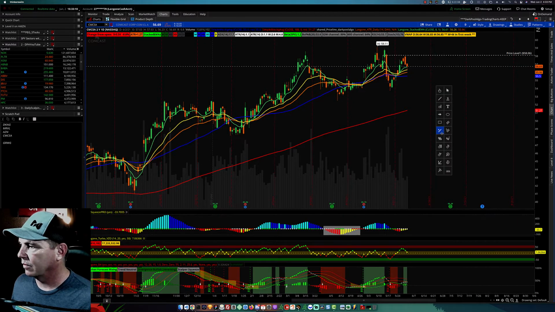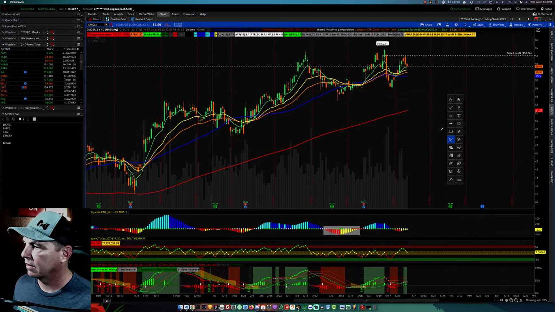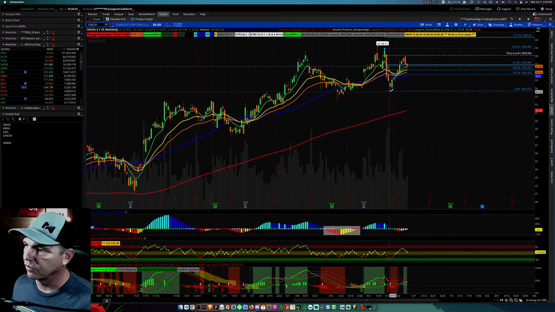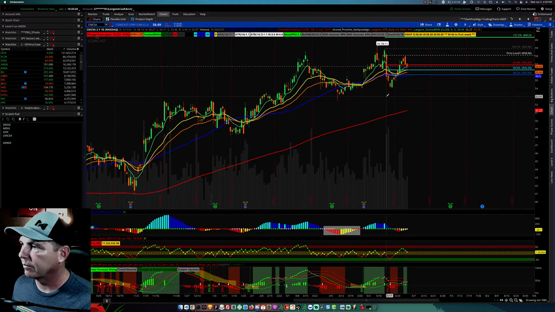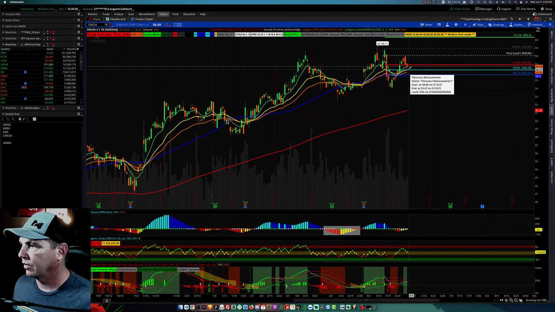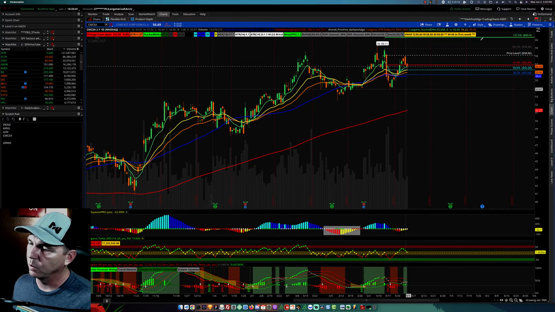However, what I want to do is throw some Fibonaccis on here real quick so that we can see kind of what's going on from a target and support perspective. So from previous high to previous low, we broke above the 618 retracement, ran into resistance, came back down, tested the 50 as well as the 618 as well as the 34. So that means that this could be one move in an Elliott wave.